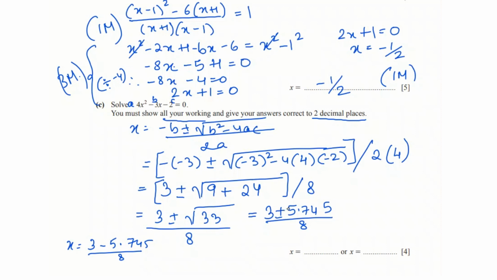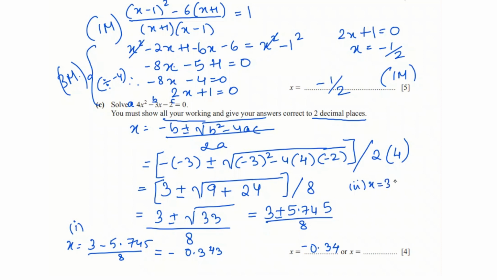Root of 33 is 5.745. So 3 minus 5.745 gives me minus 2.745 divided by 8, which gives me minus 0.343, and so my one answer is minus 0.34.